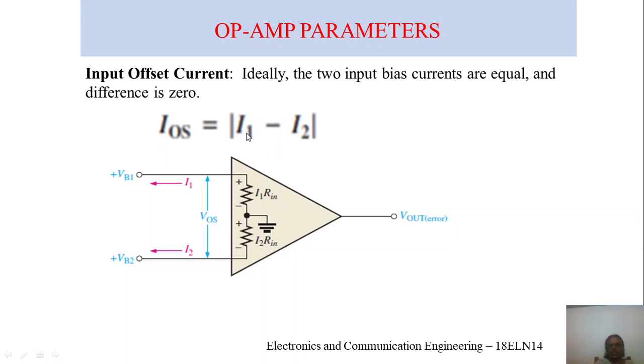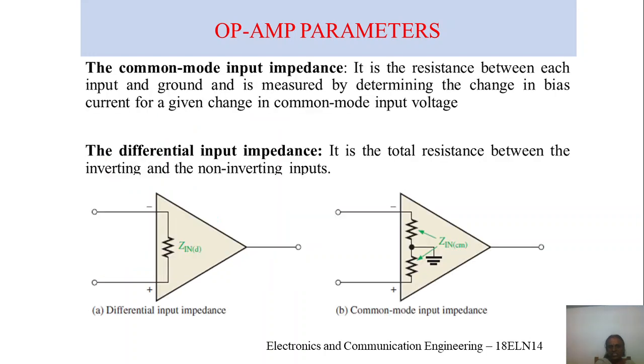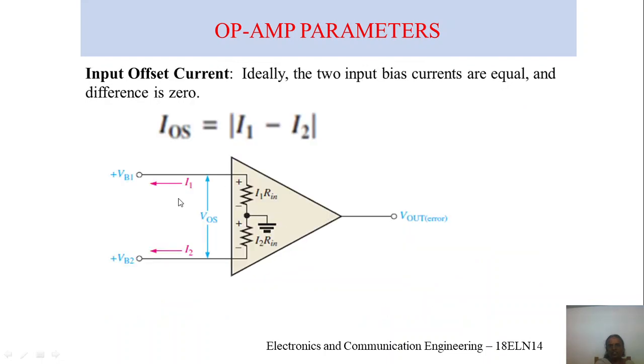It is not always I1 minus I2, it can be I2 minus I1, because we are going to calculate the exact value. And remember that since we are using the common mode input impedance, we are directly using the common mode input impedance to calculate the input offset current. Input offset current should be ideally 0 if there is no input, and ideally 0 at the output if there is no input.